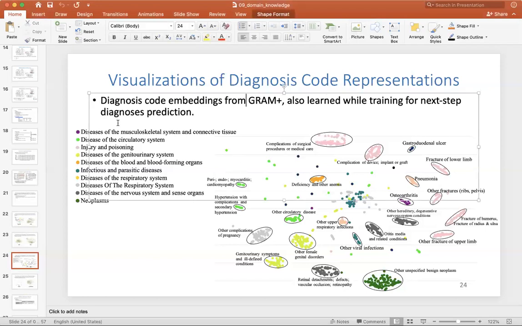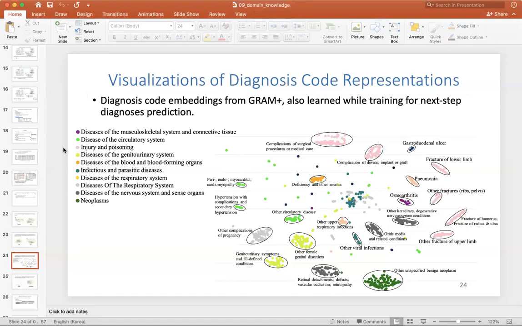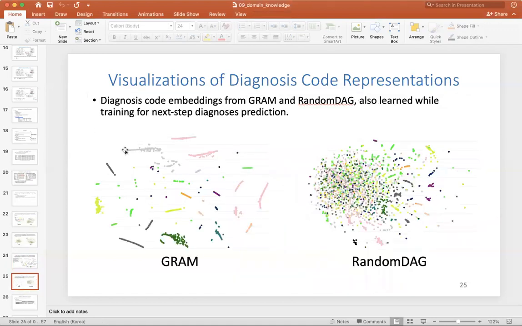All right, so moving on, this was GRAM plus. GRAM without the pre-training of the embeddings, you'll see a similar structure. So very clear-cut clusters in the embedding space. All right, another question.